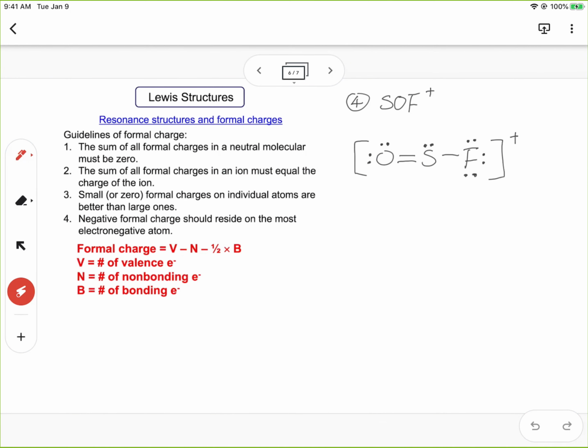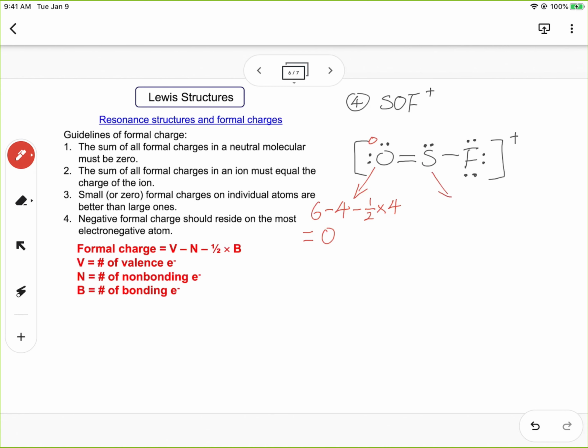Now let's take a look at this structure. And here, this is the Lewis structure of this molecule. Now let's calculate the formal charge for oxygen: 6 valence electrons minus 4 dots. That means 4 non-bonding electrons. Half of its bonding electrons, it has a double bond. That tells us it's 4 bonding electrons. Therefore, it's going to be 0. Okay, 0.